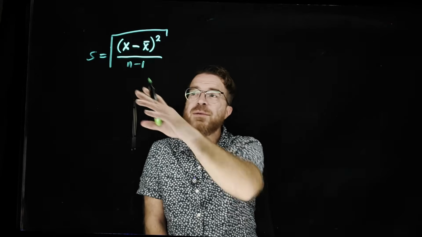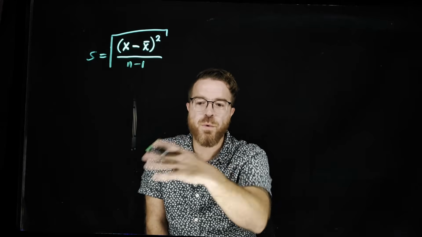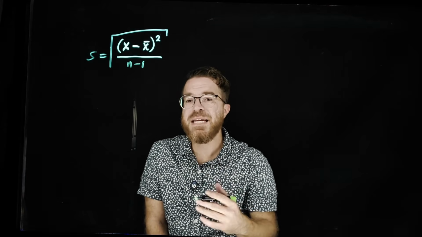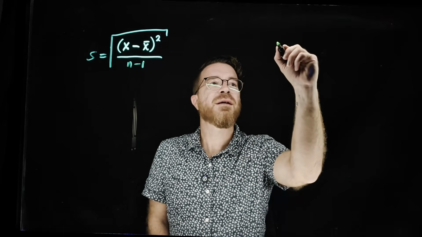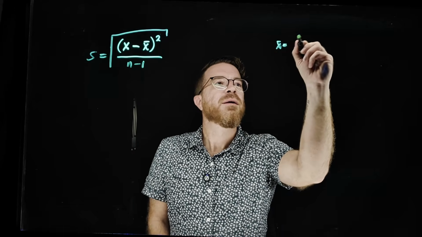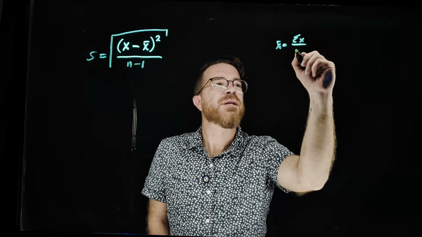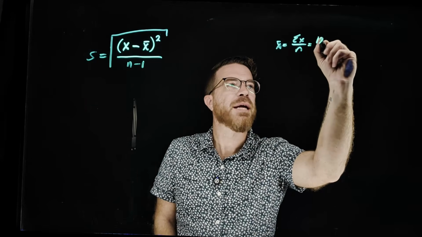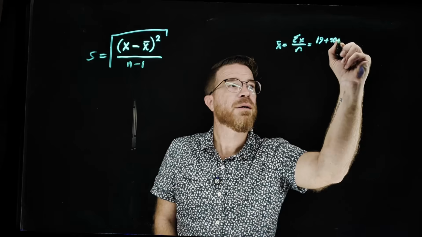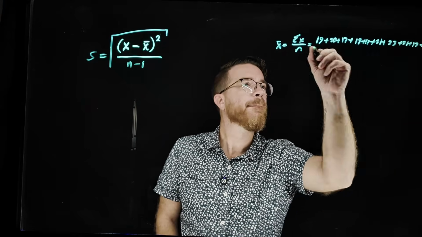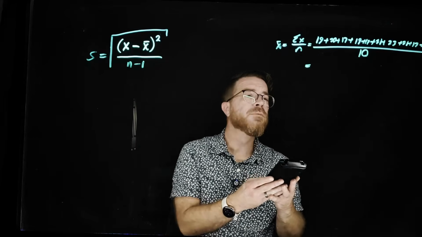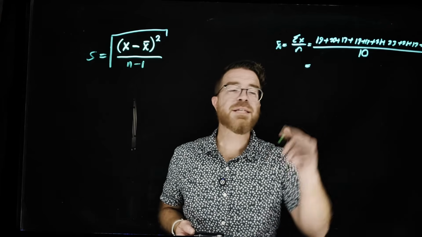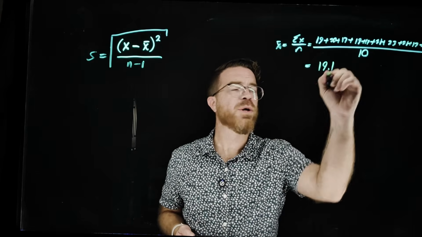To do this, we have all of our data points, the 19, 20, 17, 19, and so on, but first we need to figure out what our mean is. If you remember, our mean is going to be the sum of our x values divided by our sample size n. So this is going to be 19 plus 20, and so on. For this, I got 19.1.